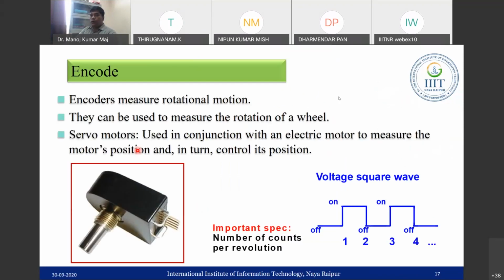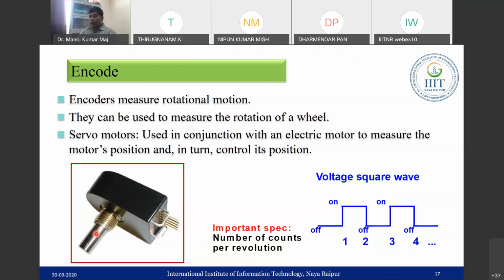Next one is your encoder. So how can we encode things? Encode means that we all know that in a practical digital system, suppose 2, whenever we represent it as 0010, it can be used as an encoder. But in this case, encoders are used to measure rotational motion. So whenever we are moving something, we can see this kind of device.